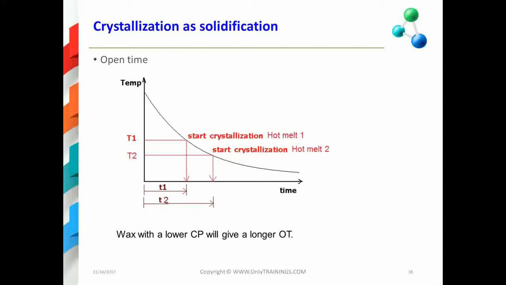But also the wax has a certain effect, or normally a big effect, on the open time. So I suppose in this slide that we are using a similar type of wax, but the waxes have a different congealing point, abbreviated with CP. Congealing point is also the point where the crystallization of the wax starts. And so if you have a wax with a high congealing point, then you will also have a short open time.